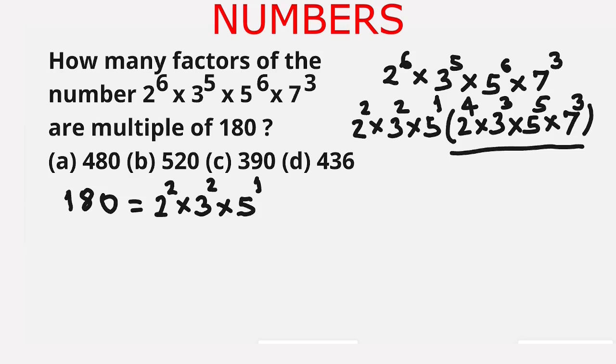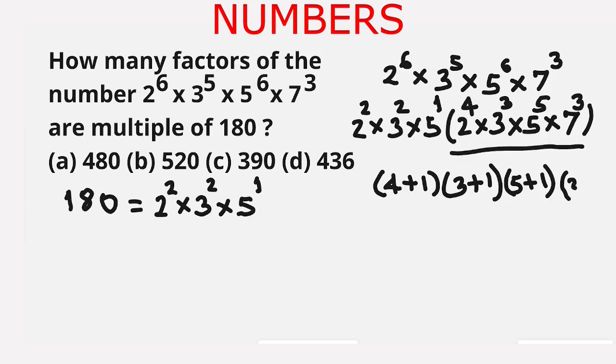So we add 1 to each power. 2 has the power 4, so it is 4 plus 1. 3 to the power 3, so we write it as 3 plus 1. 5 to the power 5, so we write 5 plus 1. And 7 to the power 3, so we write 3 plus 1. Now we multiply all these numbers. 4 plus 1 is 5, multiplied by 3 plus 1 is 4, multiplied by 5 plus 1 is 6, multiplied by 3 plus 1 is 4.